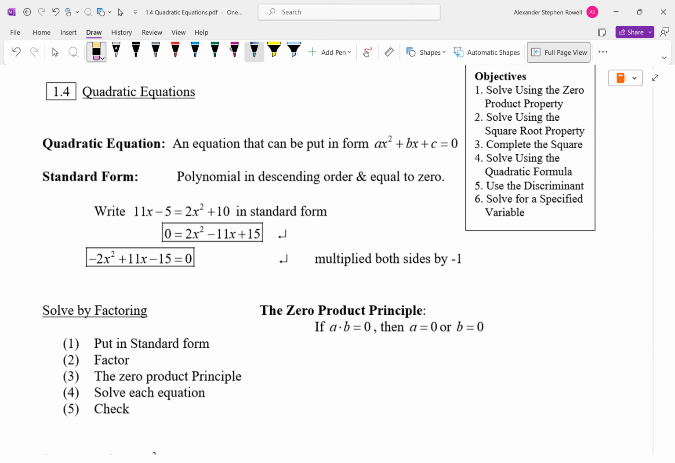So the standard form is you want the polynomial in descending order. What does that mean? The squared term goes first, the x term goes next, and the constant term goes last. That's called descending order. And you want one side equal to 0. We tend to like to put it in standard form because that's one way we can solve these quadratic equations.